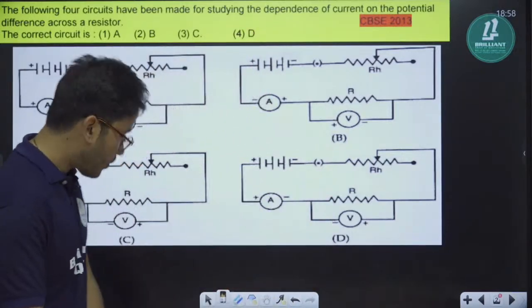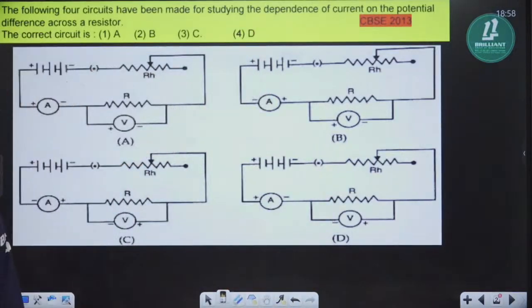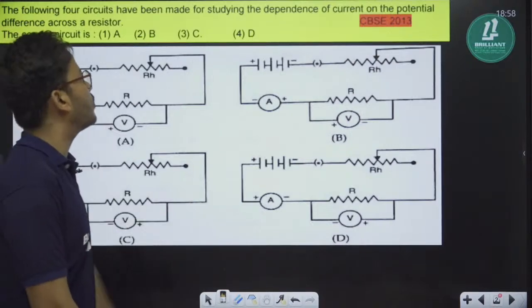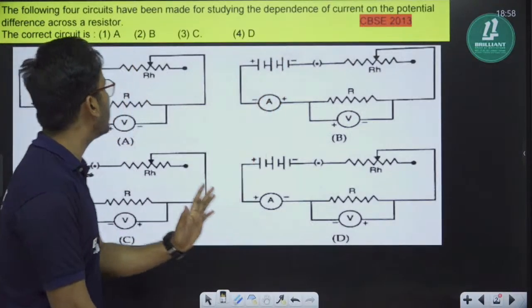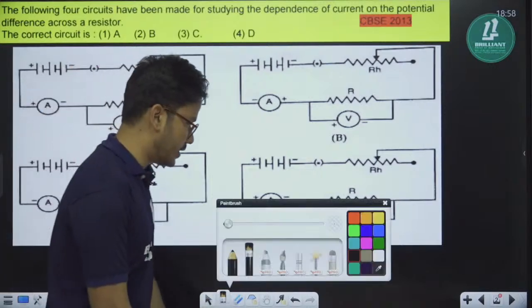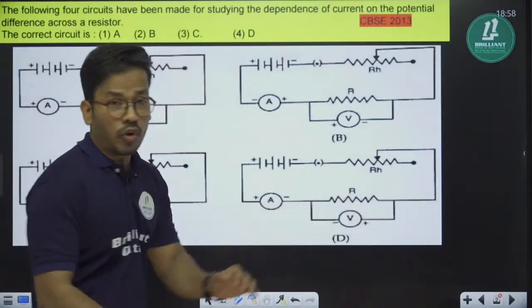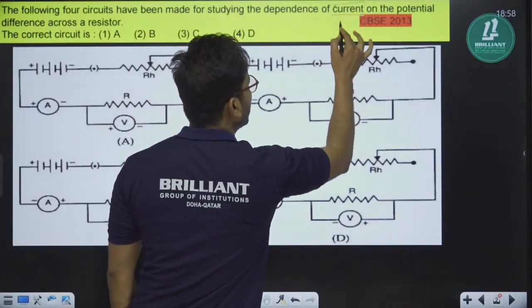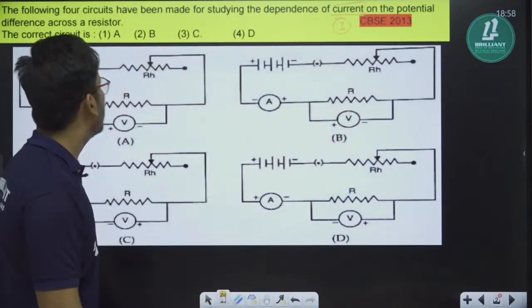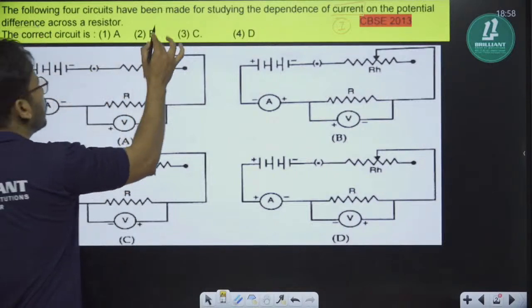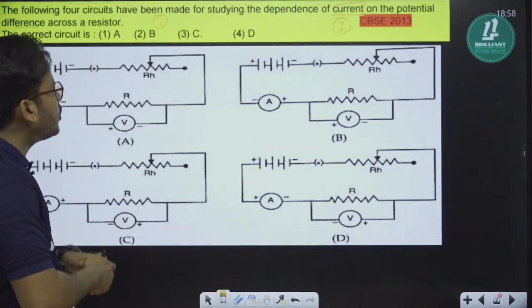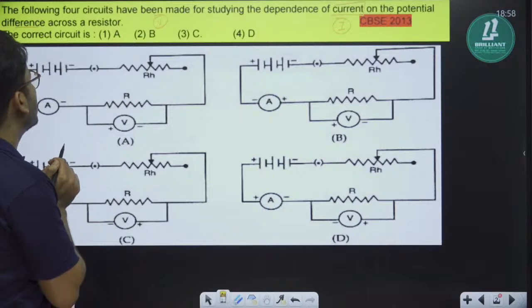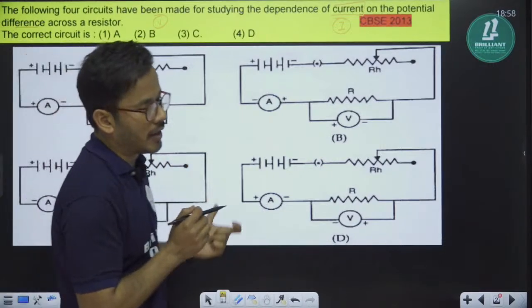Here we go. The first part asks: the following four circuits have been made for studying the dependence of current and potential difference. Get the question very properly, all right? They are telling us that we need to see the dependence of current, denoted by I, and potential difference, denoted by V, and I need to figure out which circuit has been made correctly.